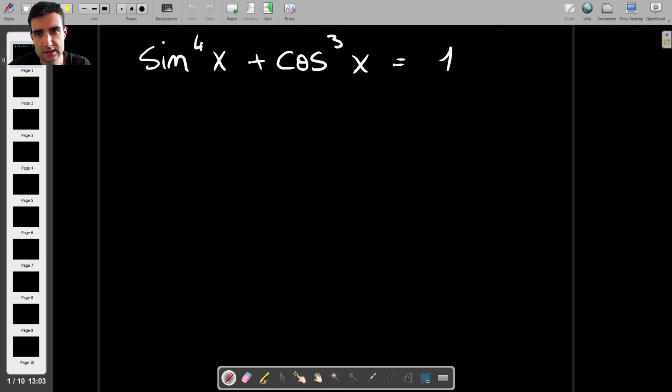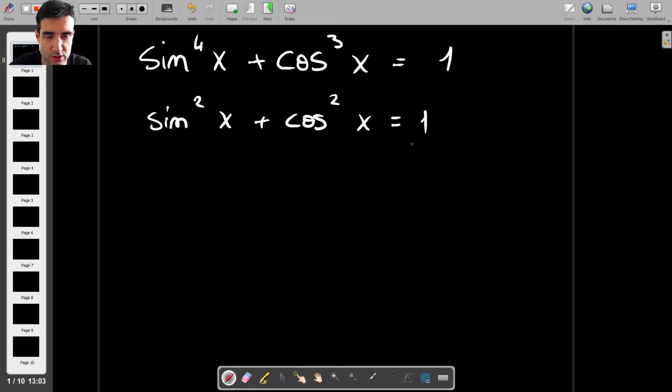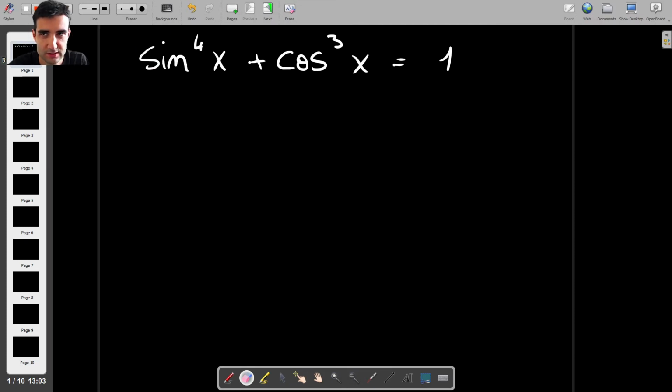Okay? And this sort of looks like the more familiar equation that everyone should know, which is sine squared plus cosine squared of x equals 1, right? But in our case, the equation looks a bit different as opposed to the identity, which is always true. So let's see how we would do this.